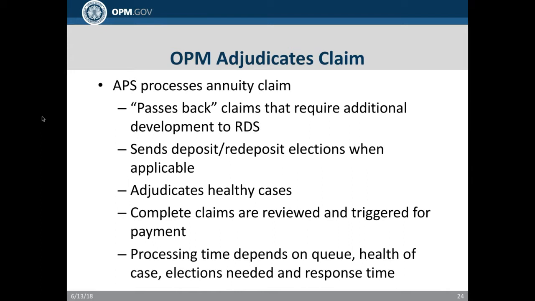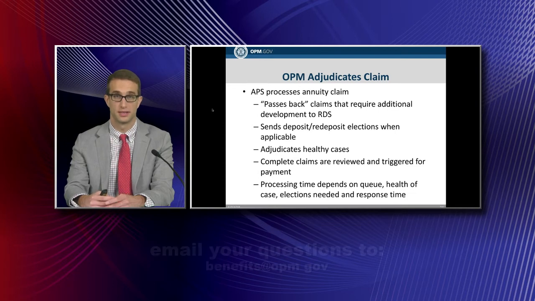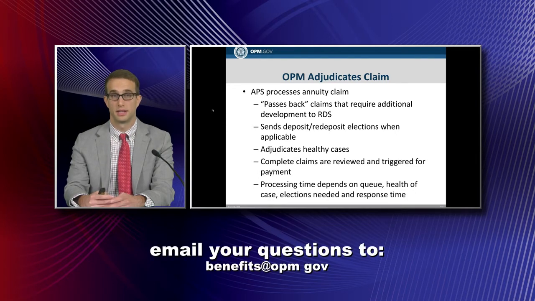This is also where, if there's any election through deposits or redeposits, in other words, if they had excess deductions and they're going to roll them over, the annuity processing section sends these letters out to let the annuitant make a choice if they want to pay that deposit or not. And they will hold the case until they get that feedback. And again, like I said, if the case is healthy, they will adjudicate it.